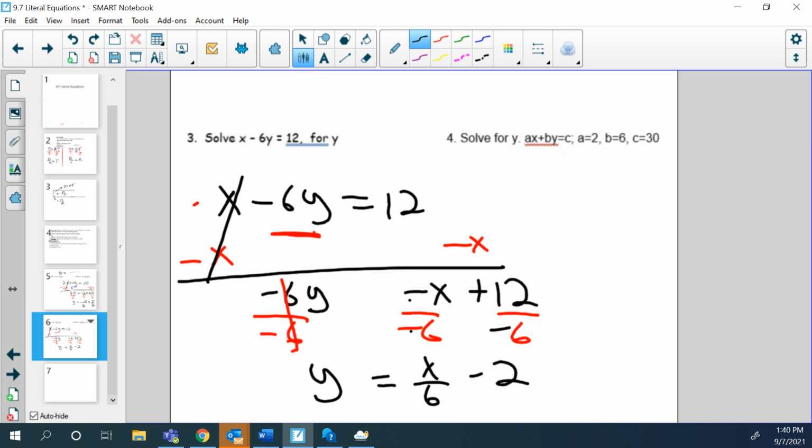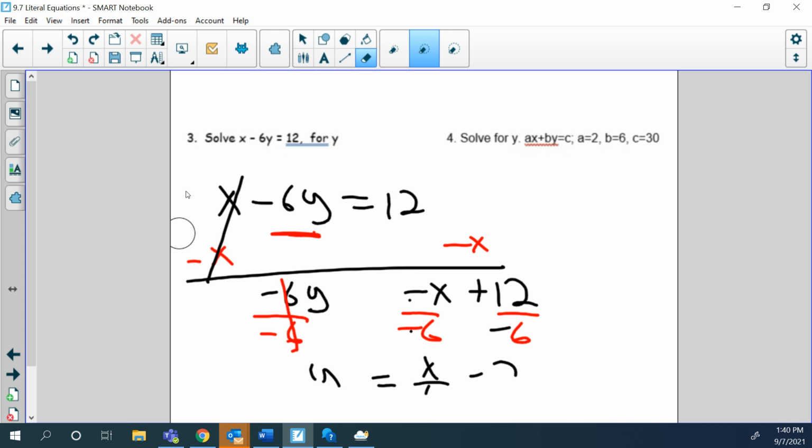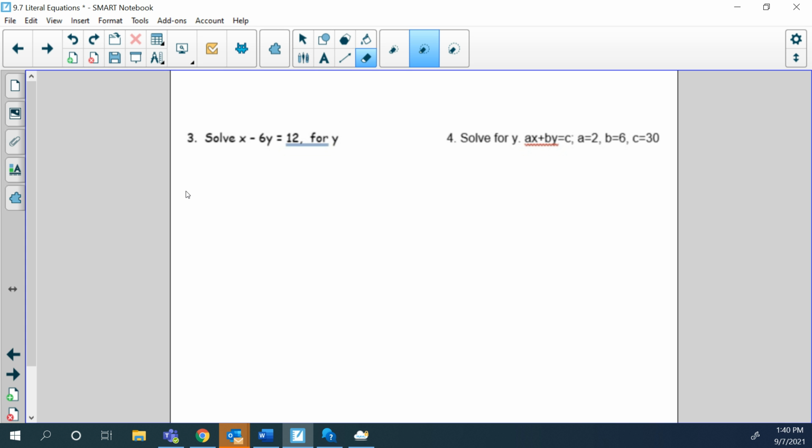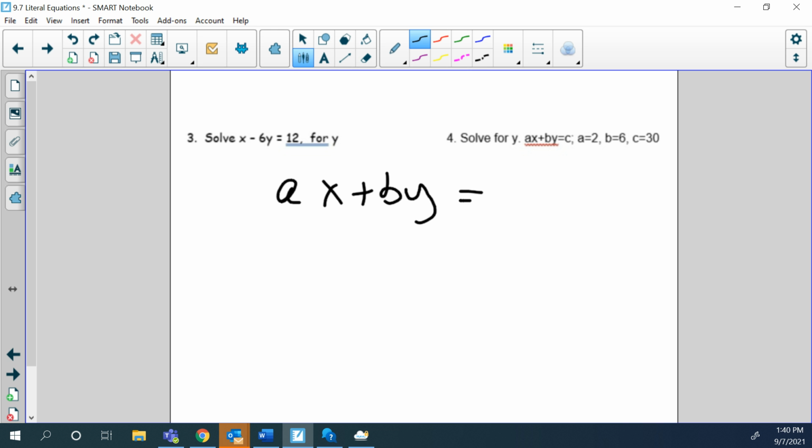Look at number 4. Okay, so let's erase number 4 for a second. Number 3. Number 4, here you're given, I think I erased one slide. Here you're given the equation ax plus by is equal to c. And you solve for y. You're like, well, look at this now. They give you the value of a, b, and c. Let's go ahead and replace those values into the equation and see what we have.